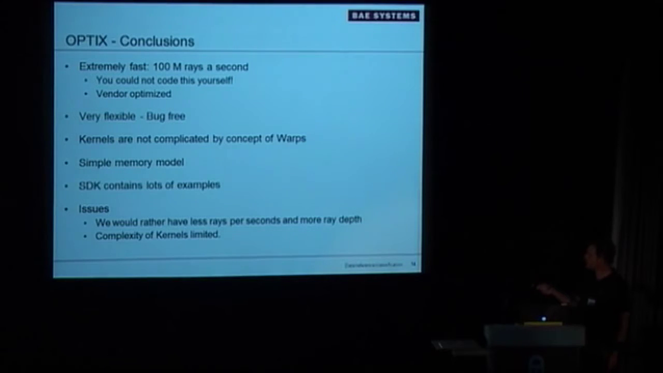All right, some issues. We'd rather have fewer rays per second and more ray depth. And the complexity of kernels is limited, because we'd like to do intersection on bicubic patches, not just flat faceted patches. But we found that we couldn't really get the kernel complexity to do that.